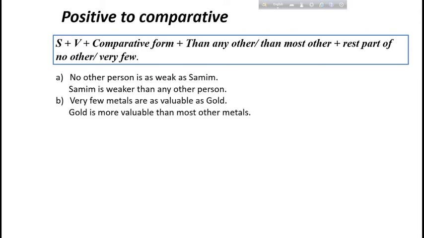Dear learners, Shamim is weaker than any other person. This is comparative. Here the subject is Shamim, then the verb. Weaker is the comparative form of weak, plus than any other person, etc. Very few metals are as valuable as gold. The answer is: gold, the subject, is more valuable than most other metals. Here the subject will be objects, here metals. Are you clear? I think you are clear.